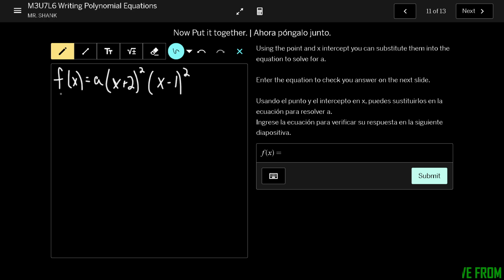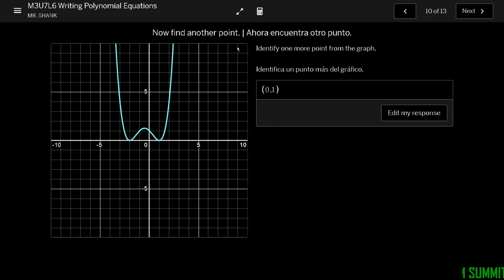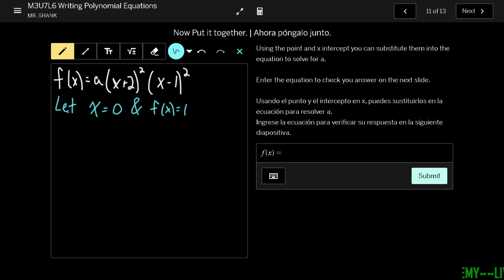So let's let my additional point be x equals 0 and f of x equals 1, because that's our additional point that we found on our graph. So that's 0, 1. All right. So on our equation here, I'm going to say f of x equals 1. I have a times 0 plus 2 squared times 0 minus 1 squared.